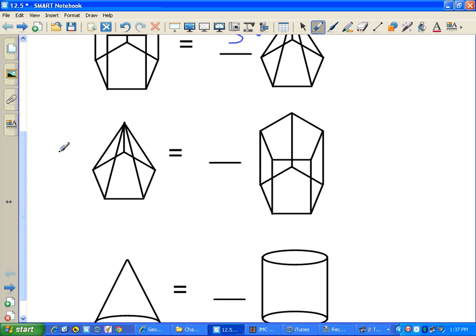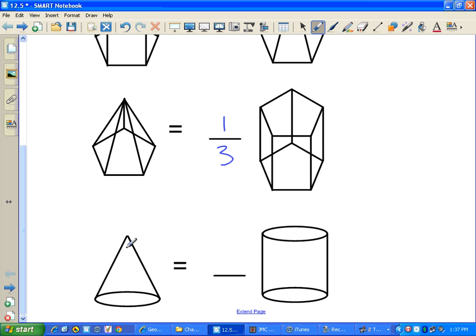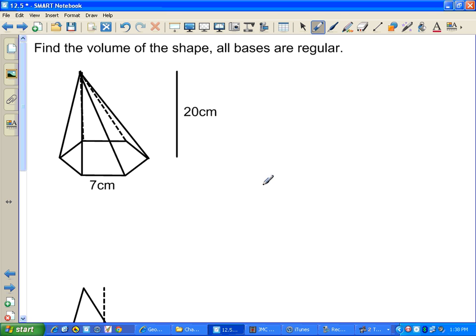The way we're going to use this is that if we want the volume of the pyramid, we're going to take 1/3 the volume of the prism, which is what we learned to find in the last section. Cones are the same way, so cones are also 1/3 of the volume of the cylinder that would have the same base. So this is also 1/3. Let's look at some examples.